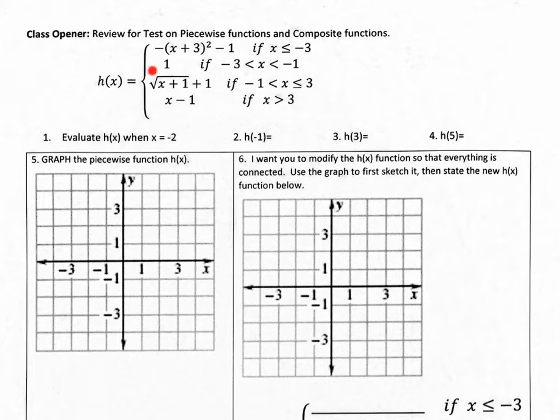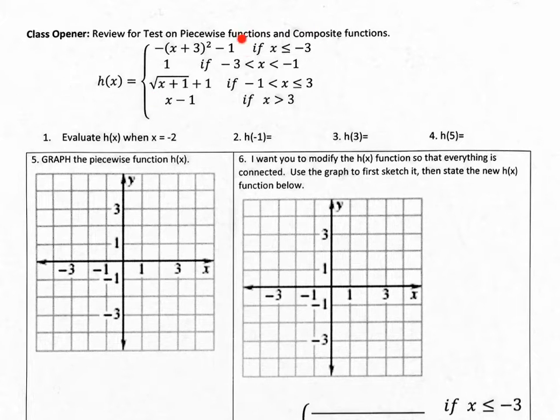What else do we know? We know that this piece right here is a horizontal line crossing the y-axis at the value of 1. We know that this is a square root function, and we could think of the parent graph of the square root function, which is just the square root of x. And this is a linear function. You could think of it as y equals mx plus b. It crosses at -1 and it has a slope of up 1 over 1.